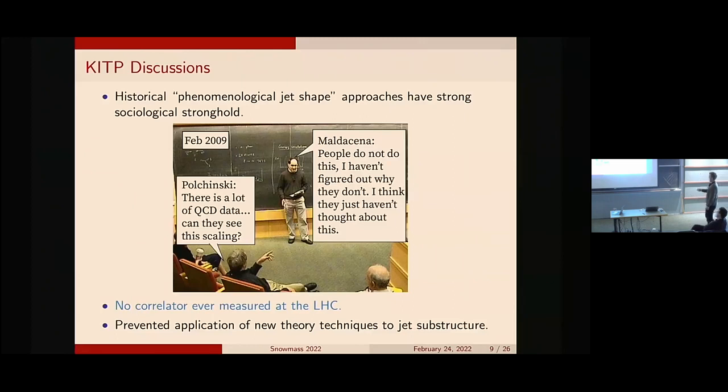And so he said, people don't do this, I don't know why they don't, etc. So this was in 2009, and unfortunately this has not really changed since then, and so in particular, none of these correlators have ever actually been measured at the LHC. And I can explain more offline why, due to a historical accident, that people originally started studying these jets in terms of shapes, which is a nice intuitive picture, which was developed in the late 70s, but it doesn't really have a field theory underneath it where you can really understand these things in much more detail.